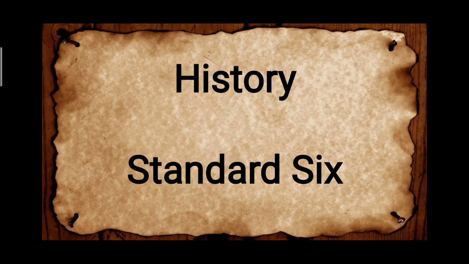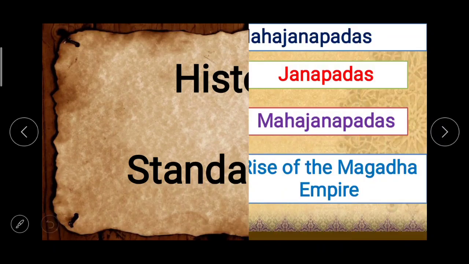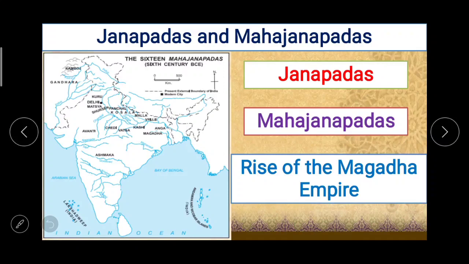My dear students, today in Standard 6th History, we'll be learning the topic Janapadas and Mahajanapadas. In the first chapter of history, we discussed the Indian subcontinent and history. In the second one, sources of history, then Harappan civilization, the Vedic civilization, and the religious trends in ancient India. Now next to that, today in this topic, the points which we have to cover are Janapadas, Mahajanapadas, and the rise of the Magadha Empire.